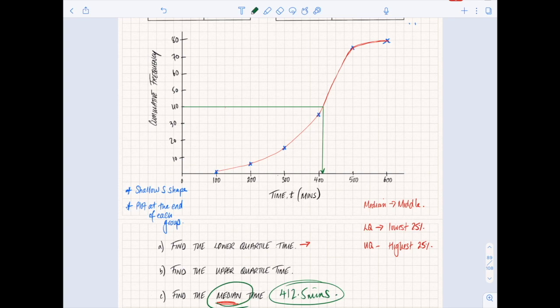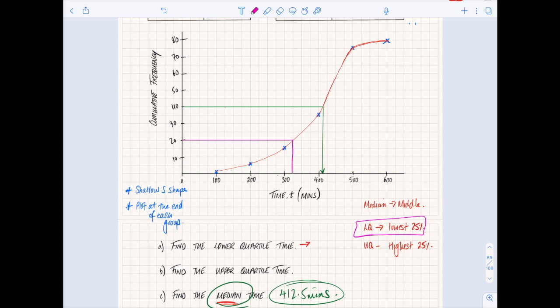Okay, let's now look at the lower quartile. So lower quartile is the lowest 25%. So if I've got 80 pieces of data, I need to divide that by 4. Well, 80 divided by 4 is 20. So you go to 20 on your y-axis.